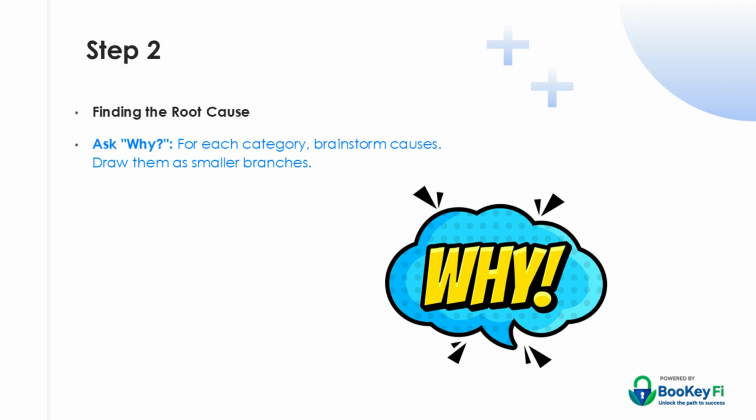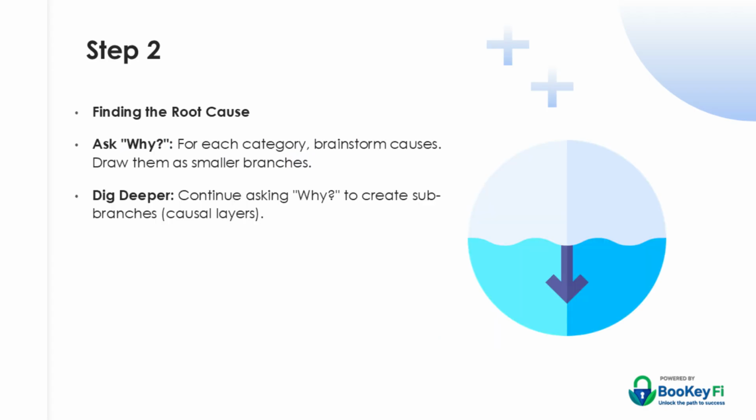Finding the root cause. Ask, why? Now, start brainstorming. For each rib, ask, why is this happening? As the team gives answers, draw them as smaller horizontal branches coming off the main ribs. These are your primary causes. Dig deeper. Don't stop at the surface. For every cause you find, ask, why? Again. Draw even smaller sub-branches to show these deeper layers. This helps you move past the obvious excuses and find the hidden triggers.